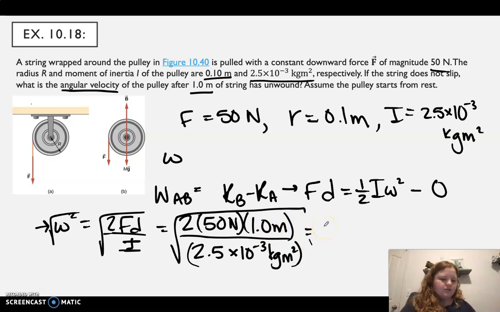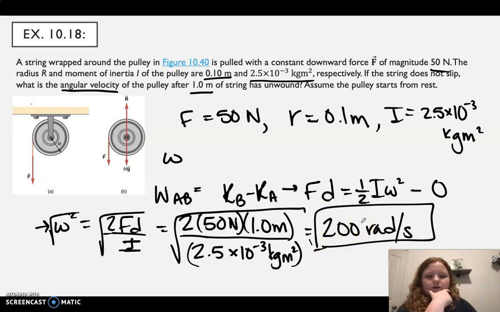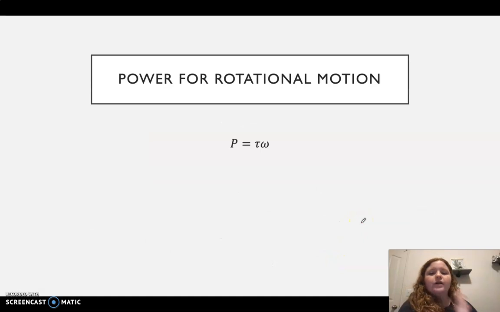So let's do this. We got the square root of 2 times 50 times 1 divided by 2.5 times 10 to the negative 3. So our omega is 200 radians per second. Okay, so this is our angular velocity.